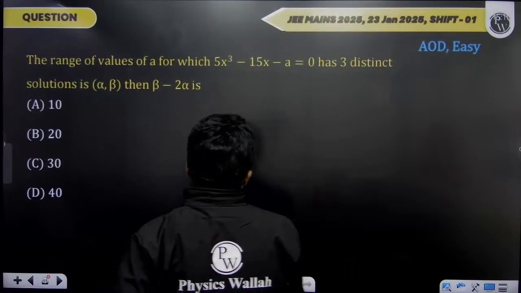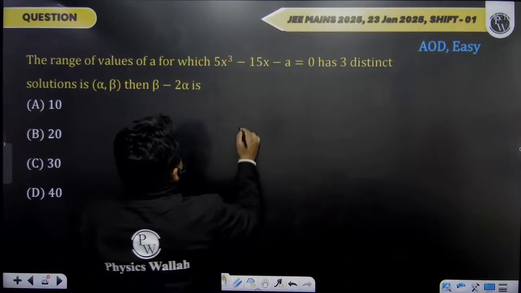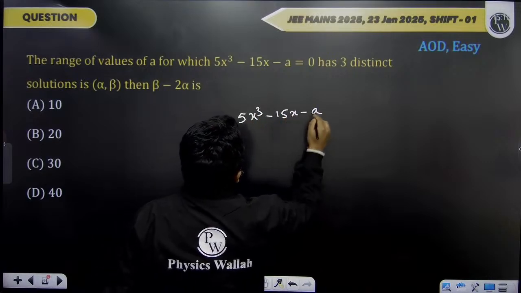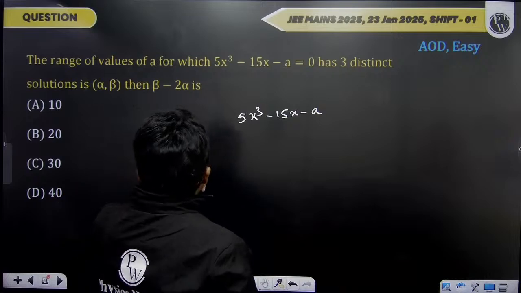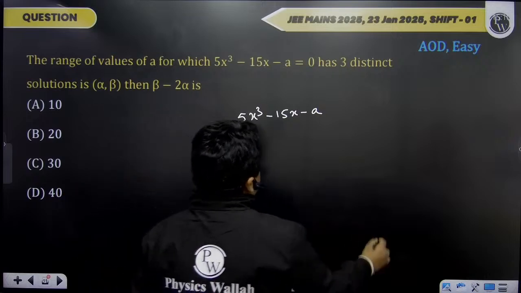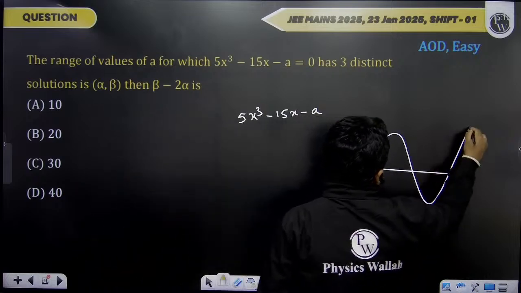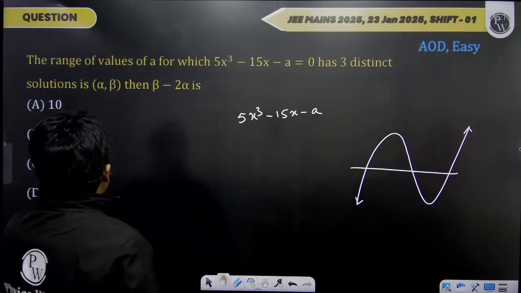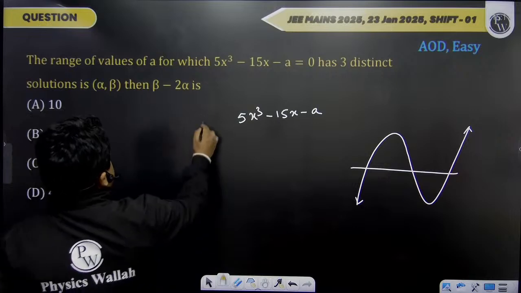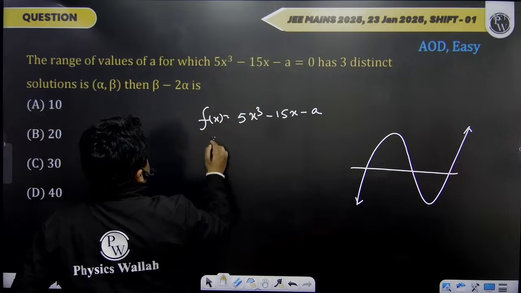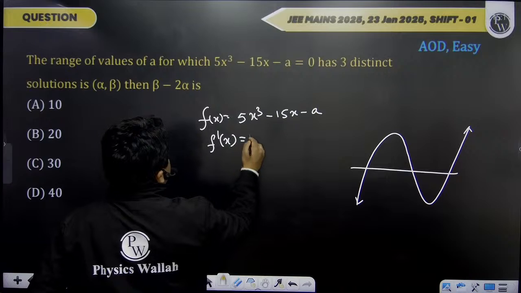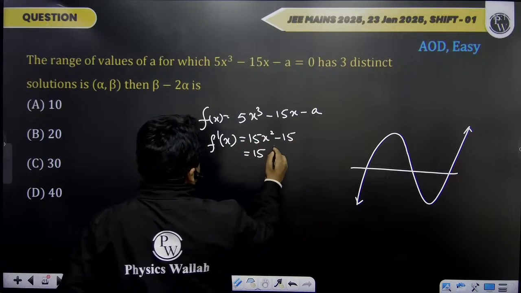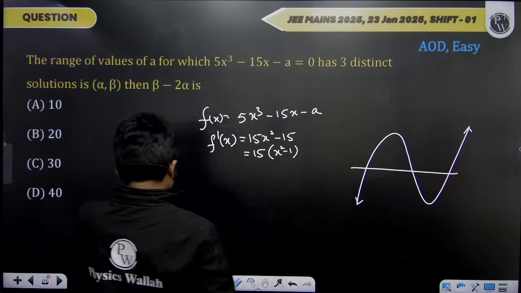So they have given us a cubic polynomial 5x³ minus 15x minus a, and they said that it has three distinct solutions. So obviously the graph will be something like this, right? If it has three distinct solutions, the graph will be something like this. So if this is my f(x), and if we do f dash of x, this will be equal to what? 15 into x square minus 15. This will be equal to 15 into x square minus 1.